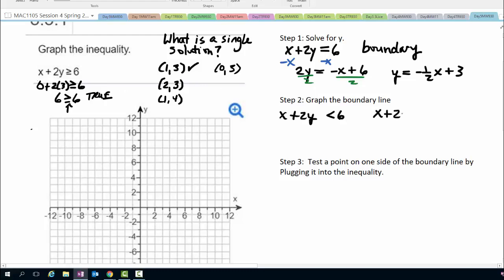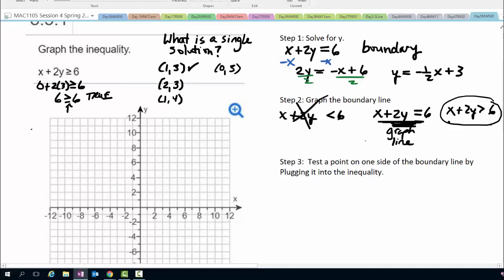Then there are points that make x plus 2y equal 6. And then there are points that make x plus 2y be greater than 6. Okay, this is the line in between those two regions. So what we're going to do is graph this line, which is the boundary, and then we're going to see the region on one side of it is what we want, and the region on the other side of it is what we don't want.